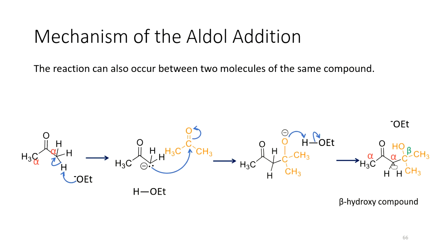The carbon beside the alpha carbon is a beta carbon, and we have our OH, our hydroxy group, on the beta carbon. And so we formed a beta hydroxy compound by reacting a ketone with itself, but half of it we turned into the nucleophile, and the other half we left as the electrophile.